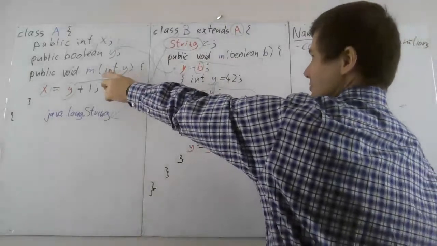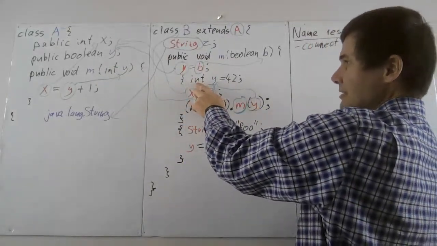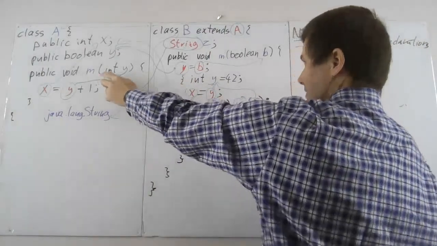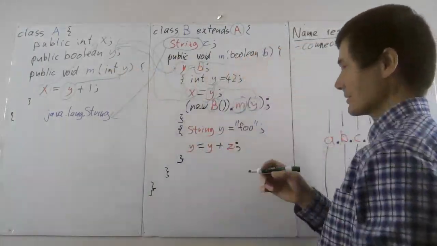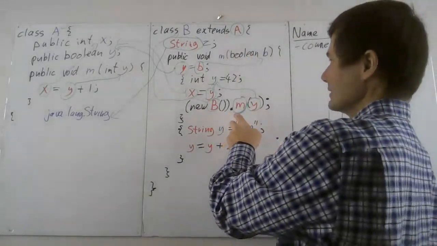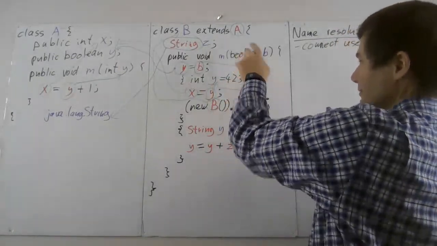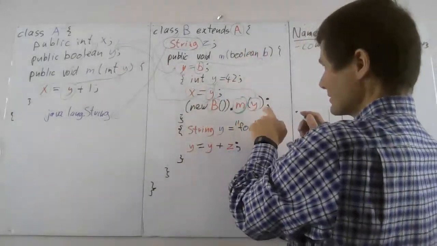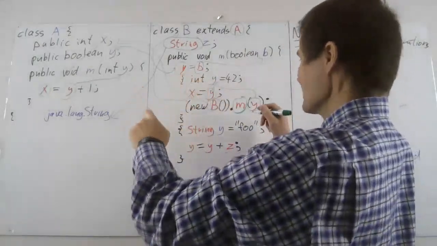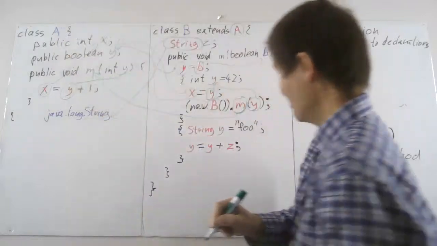And the reason we choose this one is because this Y here has type int, and this is the method M that takes an int, while this is a method that would require a Boolean. So if this Y was actually this Y instead of this Y, then this would refer to this method M. But because this Y is this Y, which is an int, this M actually refers to this M.